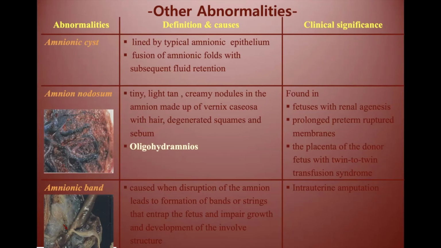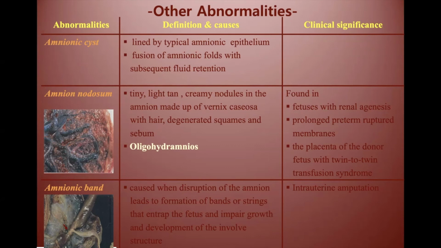Another anomaly is amnion nodosum. The condition of amnion nodosum is characterized by numerous small light tan nodules on the amnion overlying the chorionic plate. These may be scraped off the fetal surface and contain deposits of fetal squamous cells and fibrin that reflect prolonged and severe oligohydramnios. And there are also band-like structures that can be formed by fetal membranes.